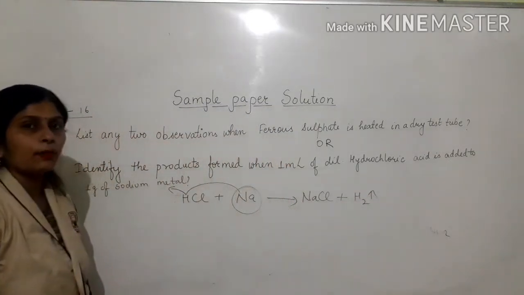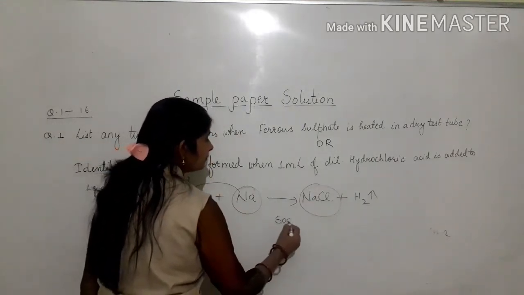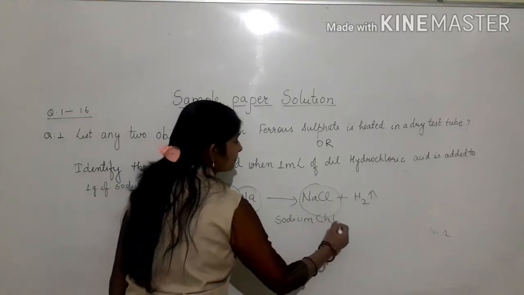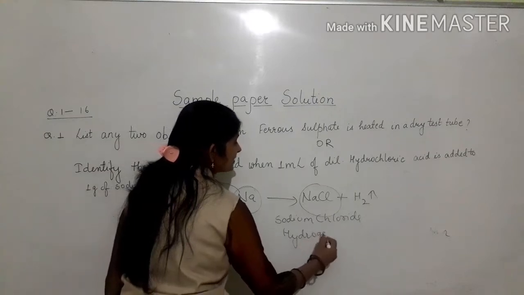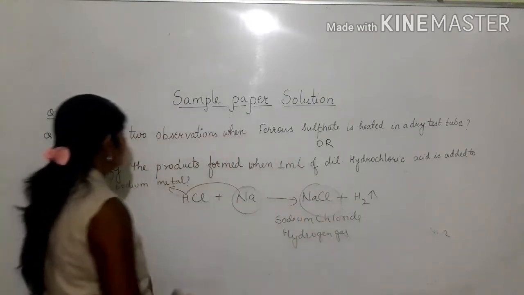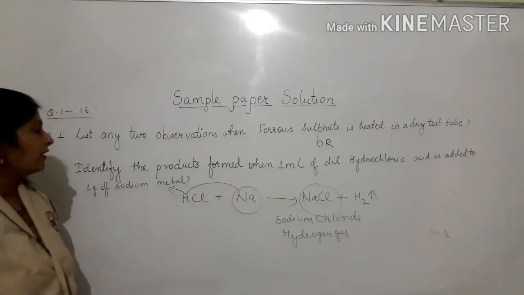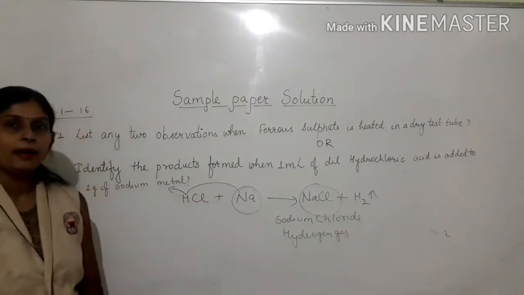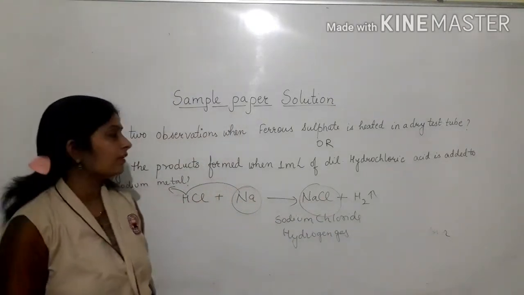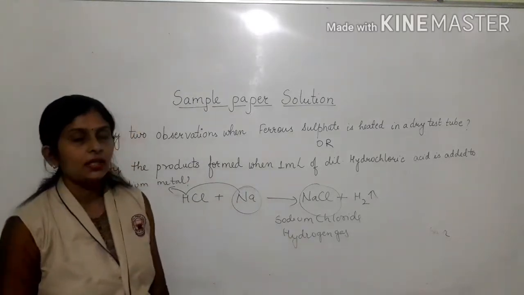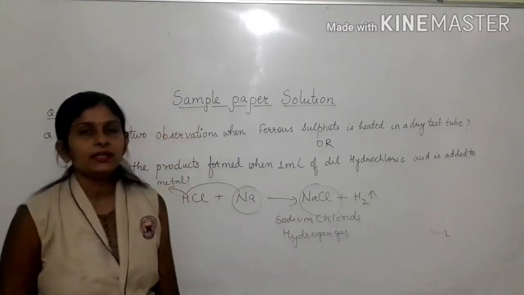So what are the products formed here? Sodium chloride and hydrogen gas. Okay, so these are the two products formed when hydrochloric acid reacts with sodium metal, and this is the chemical reaction. Here we need not write the chemical reaction because the chemical reaction is not asked, products are asked. So we have to write the name of the products along with the chemical formula.